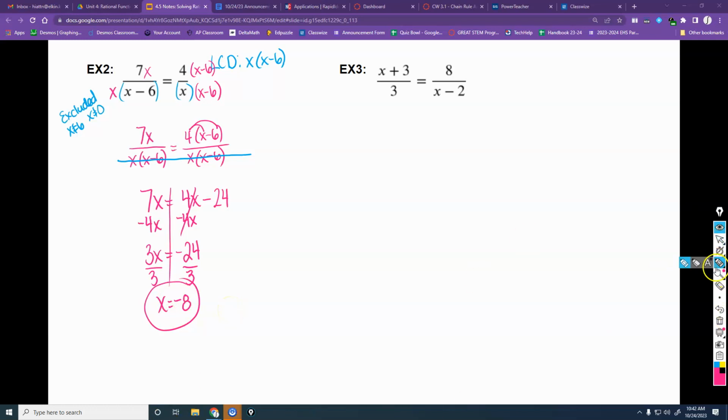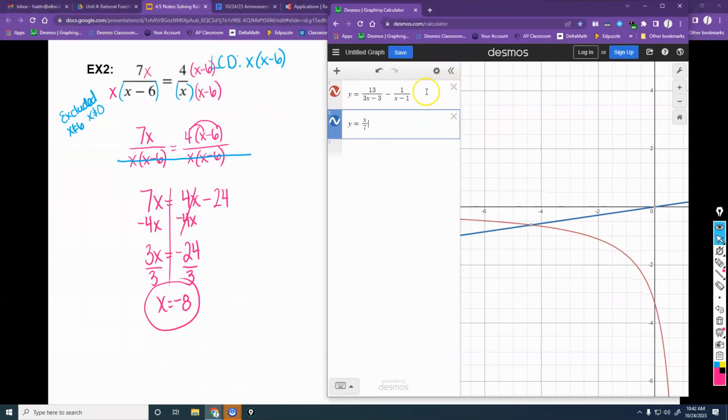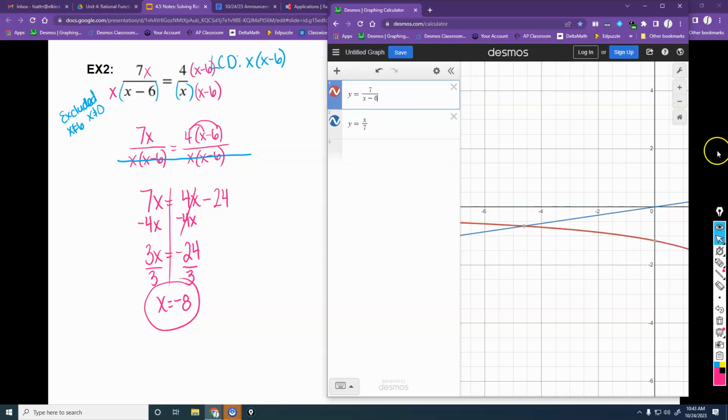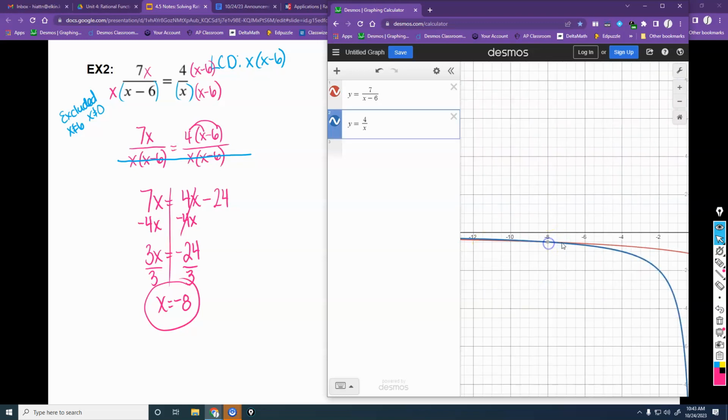If we go over to Desmos to check, because I want you guys on all of these. When you're working on Delta Math, don't call me over to ask if it's right until you've typed it into Desmos to check, right? So we would do 7 over x minus 6 for the first one, and then we'll do 4 over x for the second one. We are looking for where they cross. We already know the answer should be negative 8. Right there, negative 8 is where they cross. The y coordinate doesn't matter because we're just solving for the x coordinate.